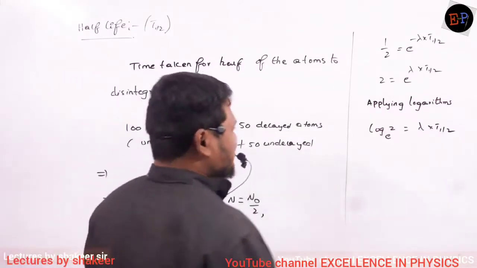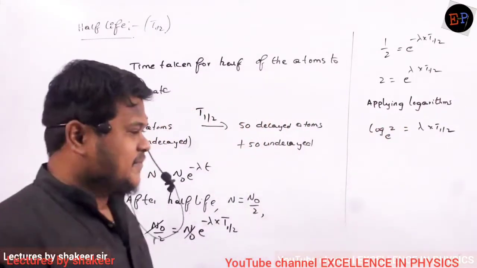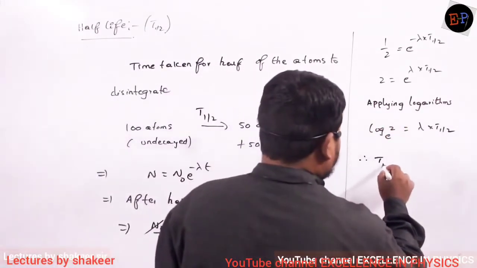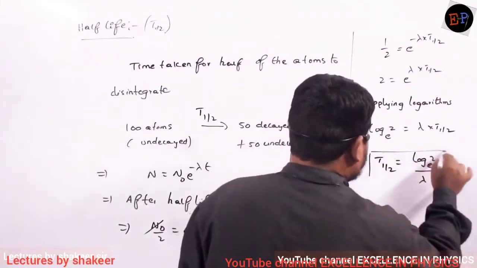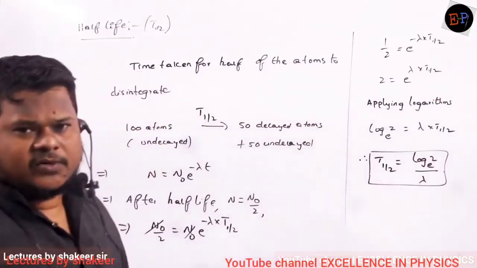Are you able to understand? So when you apply logarithms, this is what you will get. So therefore, what is half-life? T half-life is equal to log to the base e divided by lambda. So this is the equation for half-life. Are you able to understand?